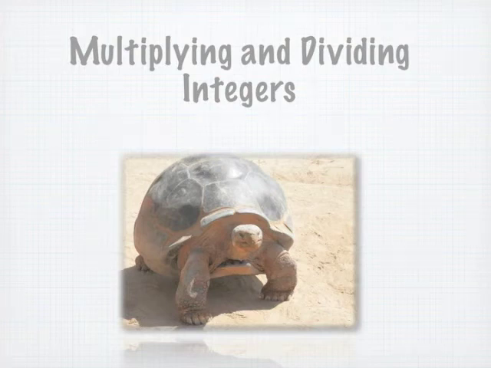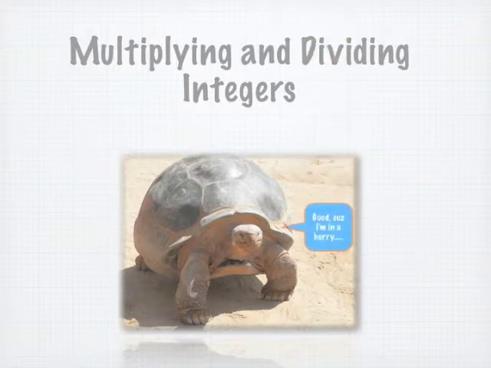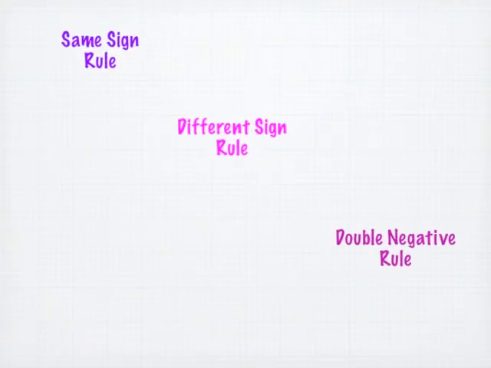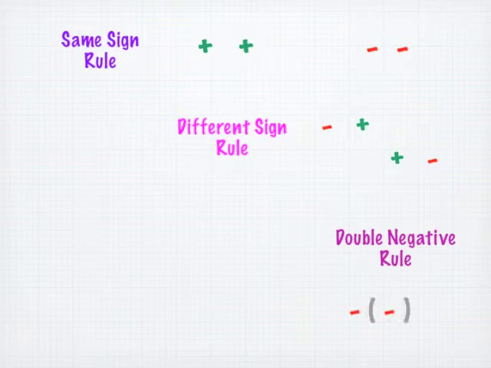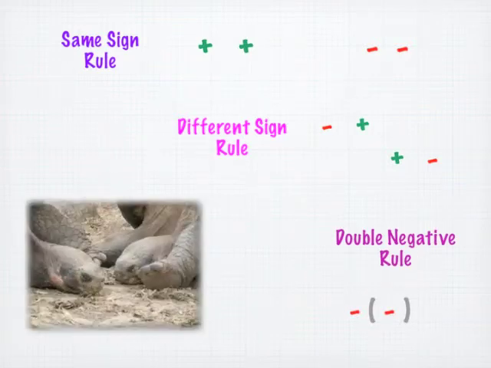Hi there. Welcome back to learning the last rule for working with integers. And I promise you, this movie will be shorter. Last time you learned these rules: the same sign, different sign, and double negative rules. Remember, you only use these rules when you are adding or subtracting integers.